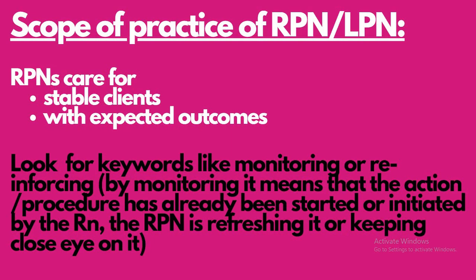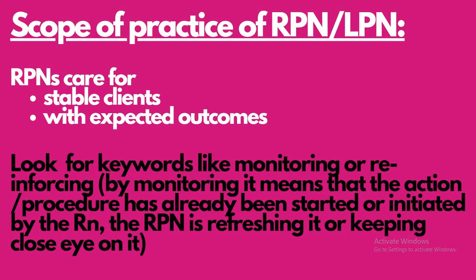Judging what activities fall under the scope of the RN is very easy, but what complicates or confuses you when you are attempting the questions is which task to delegate to the RPN or to the UAP, right? Because we all know any client who is critical, or any patient who is new, or any patient who has come from the procedure or the OT, that will be the responsibility of the RN. But what about the scope of practice of the RPN, right? So the RPNs take care of the stable clients who have expected outcomes.